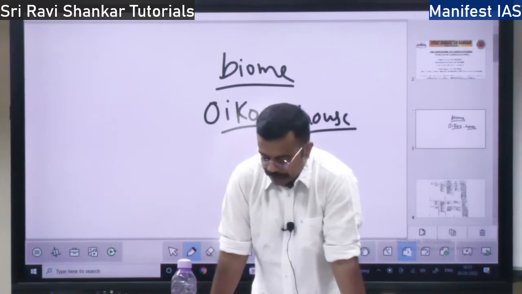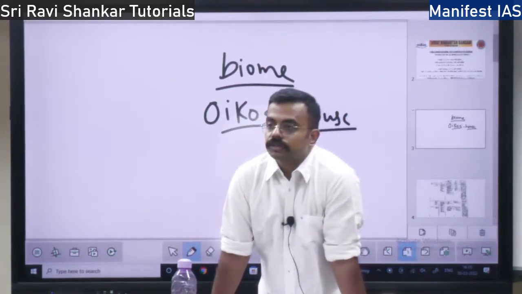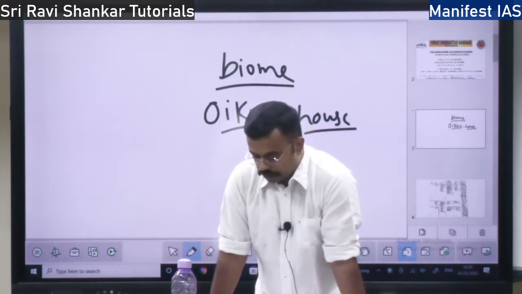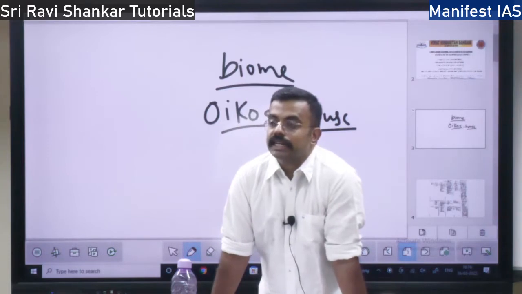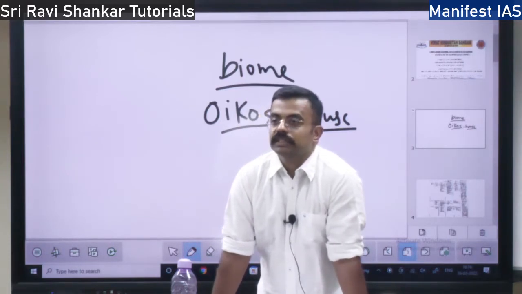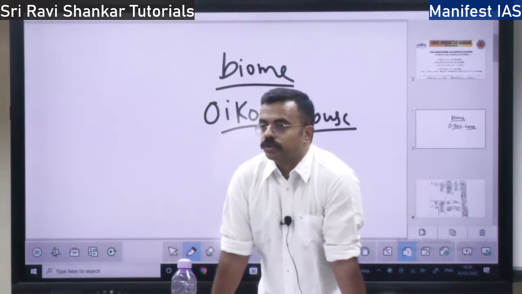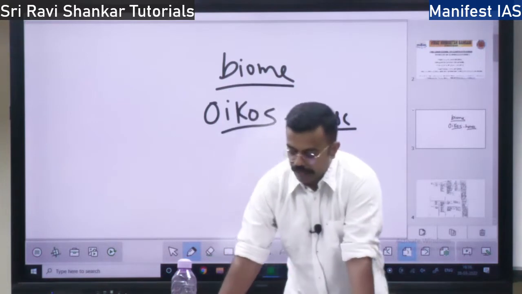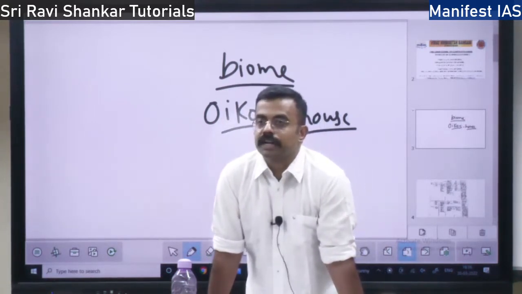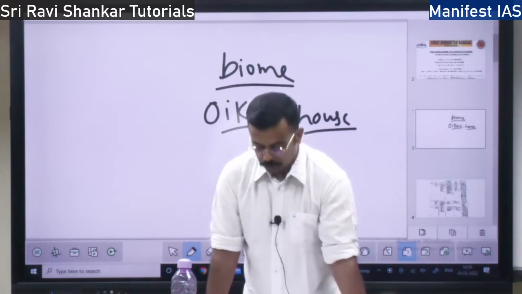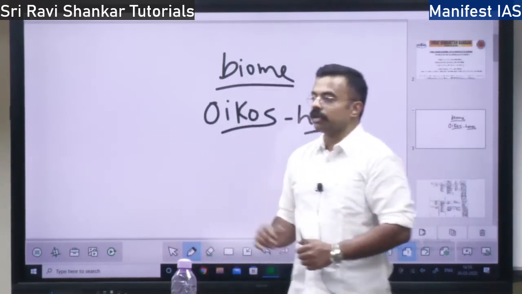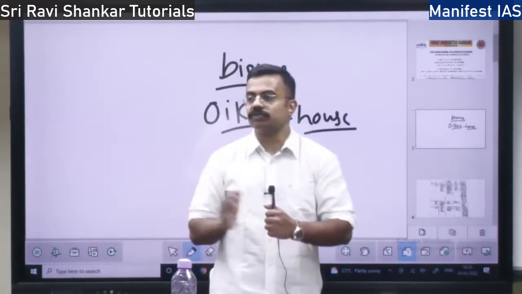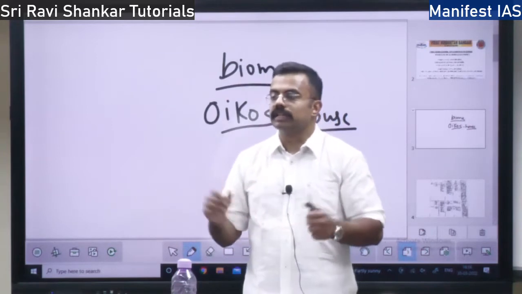So next, in the biome, these plant and animal communities interact. Animals will eat the plants. Plants will take the nutrition from the soil. So there is constant interaction, constant respiration and taking up of water for growth, and interaction of oxygen and carbon dioxide. All these things are there. So the plant and animal community interact under specific conditions in a biome, right? There are various biomes. For example, Western Ghats is one biome, the plain area is one biome, desert is one biome. So there are various biomes.